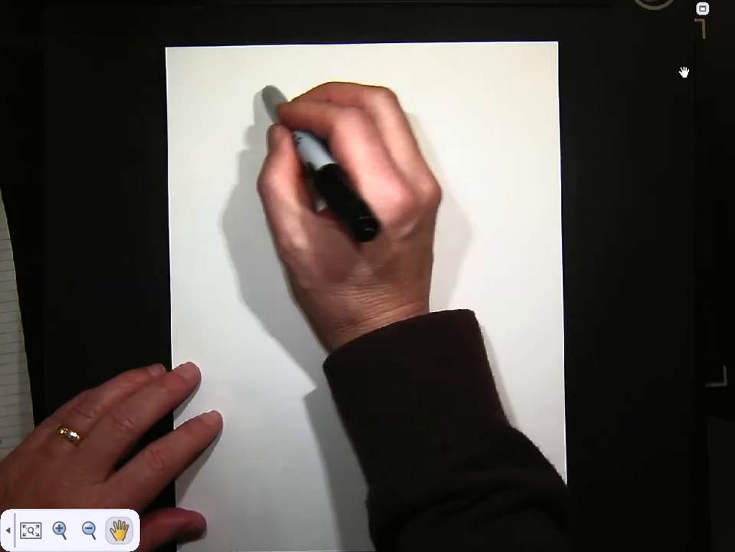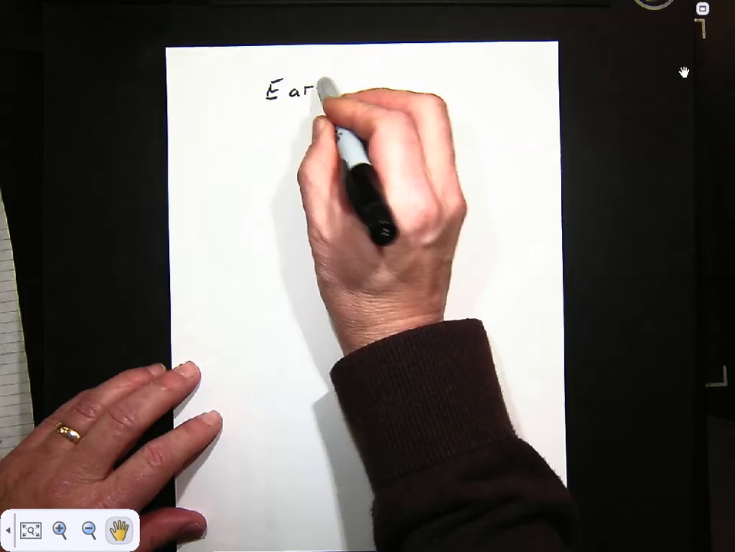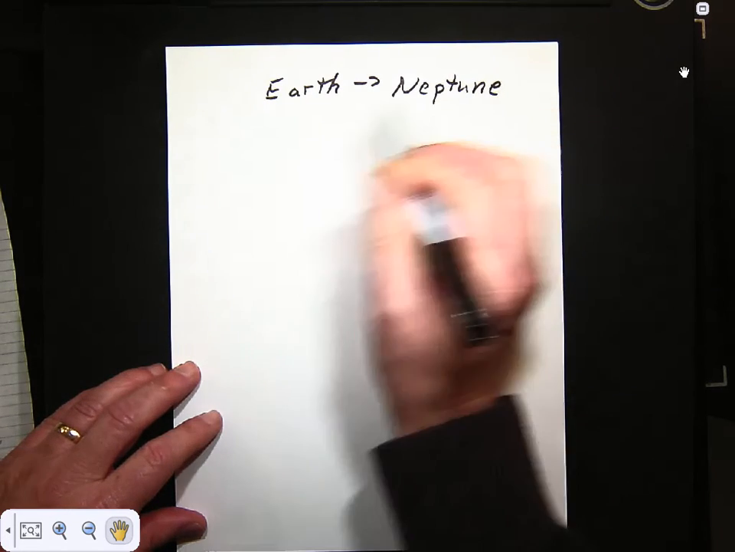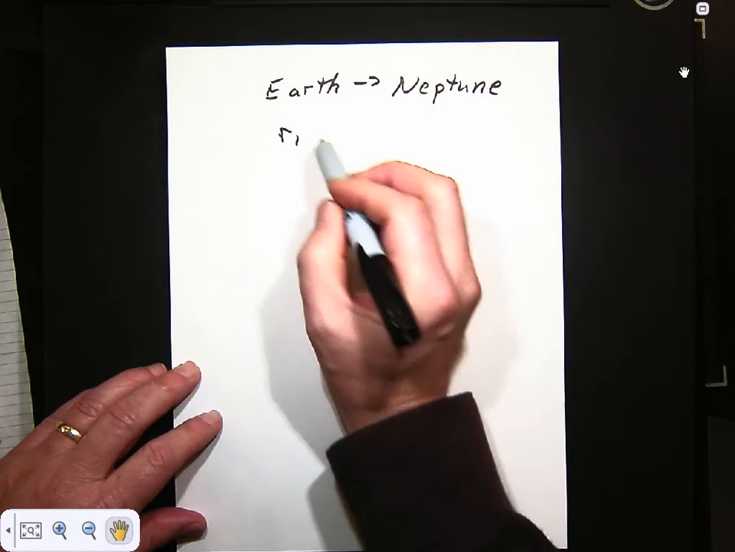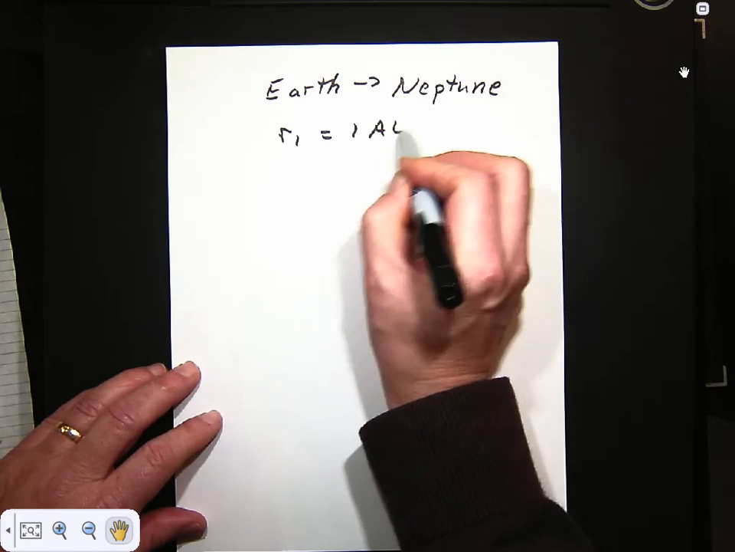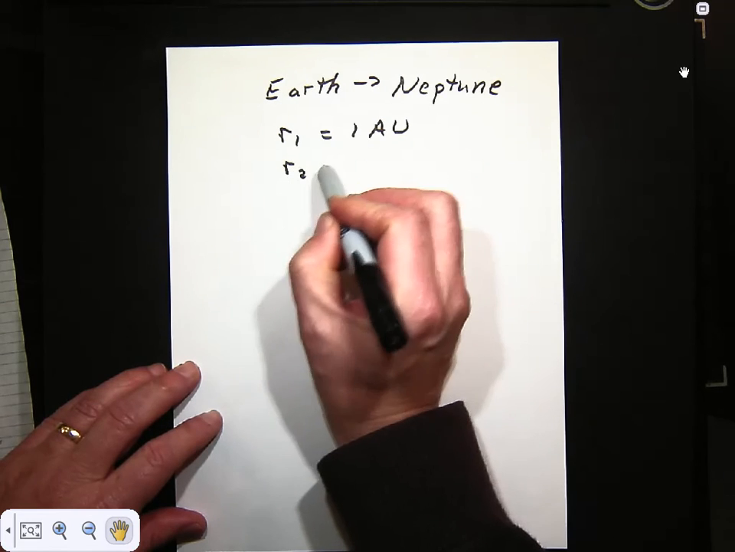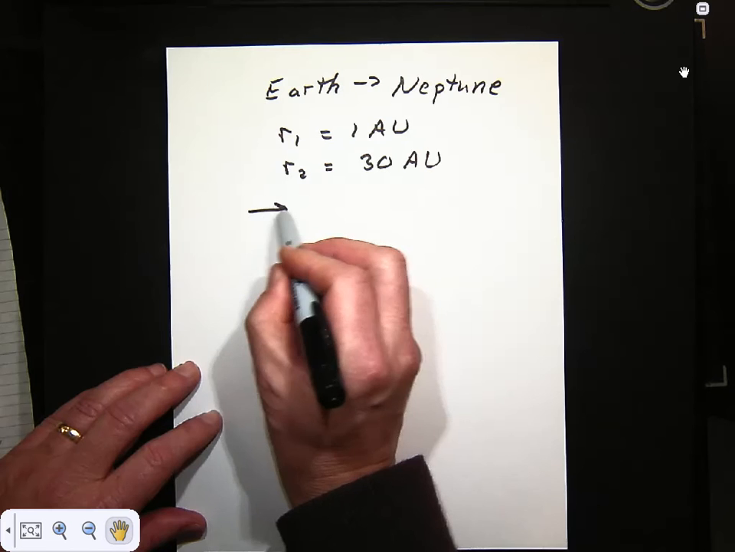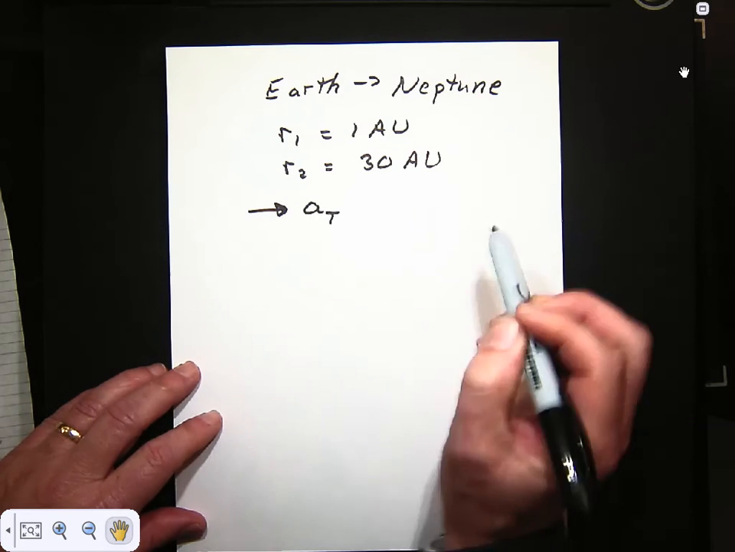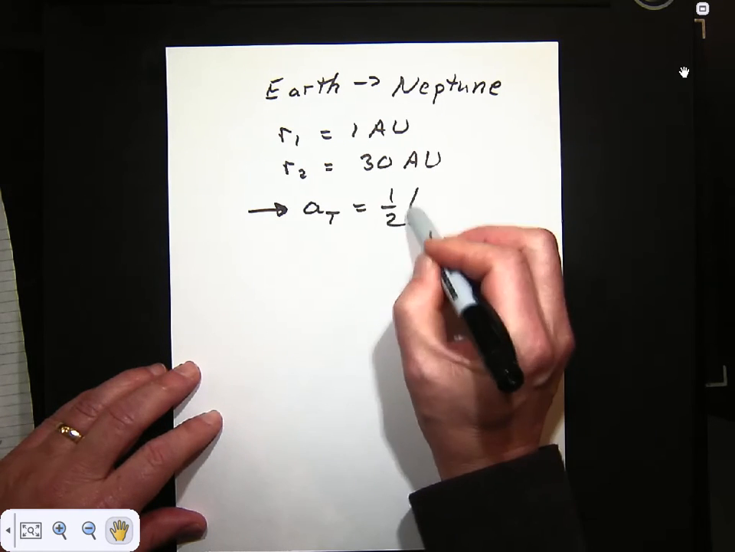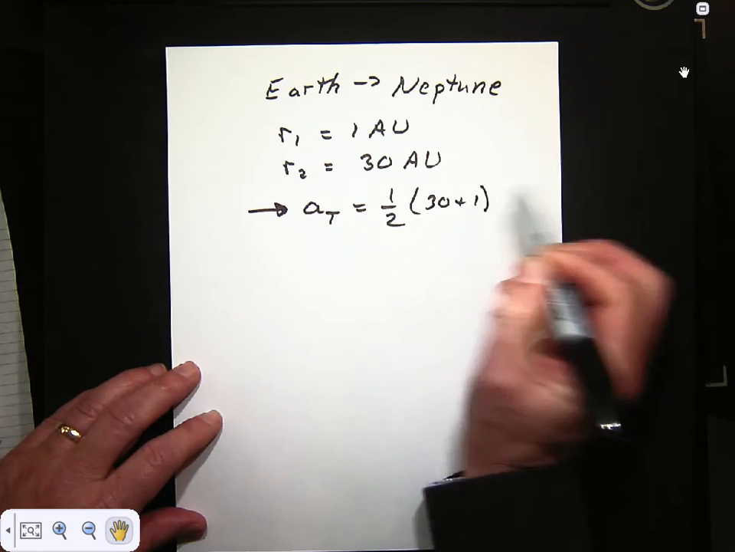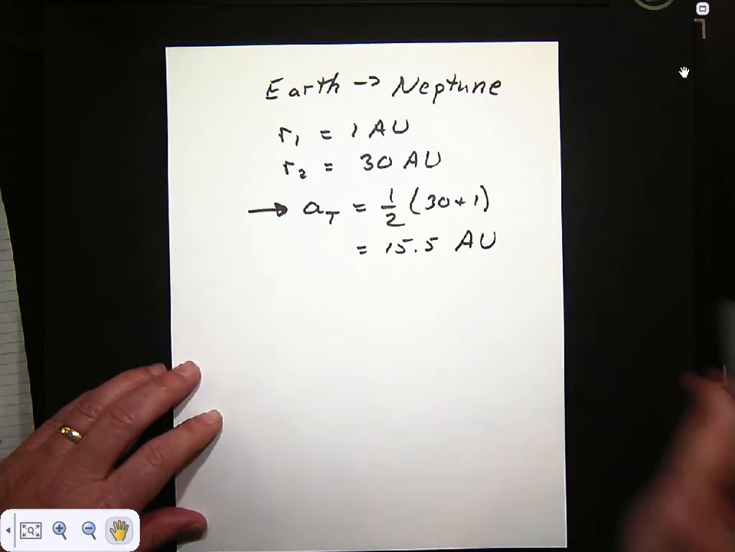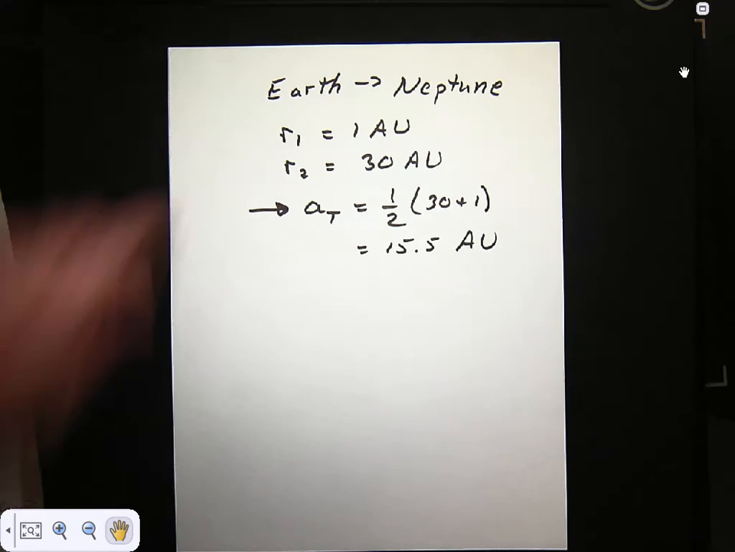Suppose we're going to go from the Earth to Neptune. The radius for the inner orbit is, for the Earth, 1 astronomical unit by definition. For Neptune, it turns out it's about 30 astronomical units. Well, this makes the semi-major axis for the transfer orbit equal to the average of those two values, so it's 30 plus 1. Half of 31 is 15.5. Now this 15.5 is in astronomical units.